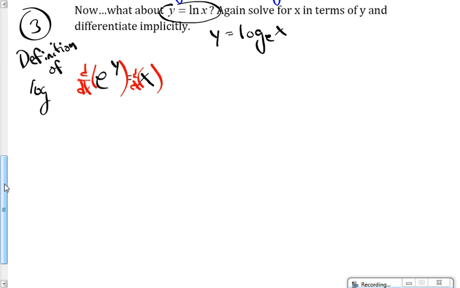You ready? What's the derivative of e to the y? E to the y times dy/dx. Why do we need a dy/dx there? Because it's the derivative of y, right? Good. That notation's really messy now looking at it. What's the derivative of x? 1.